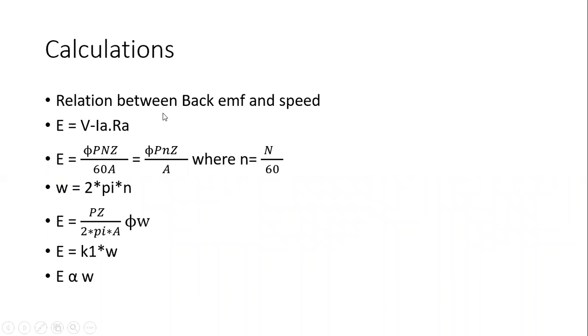So with respect to this calculation, first let us develop a relationship between the back EMF as well as the speed component. So we know that the back EMF is given by V minus IA RA. In this case, V is nothing but the supply voltage that we are given, that is your VA parameter. And correspondingly, we know that the back EMF is expressed in terms of flux, number of poles, the speed, number of conductors, and number of parallel paths here.